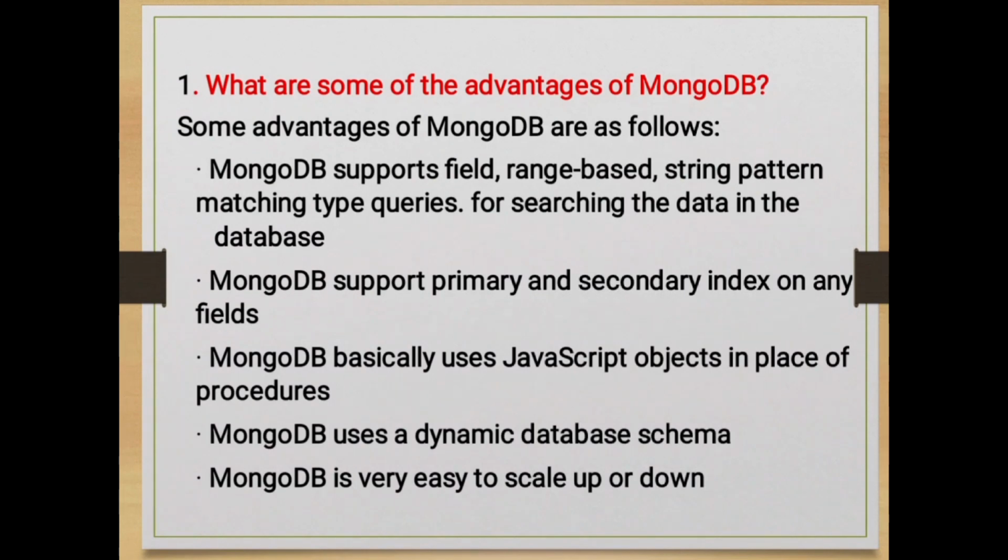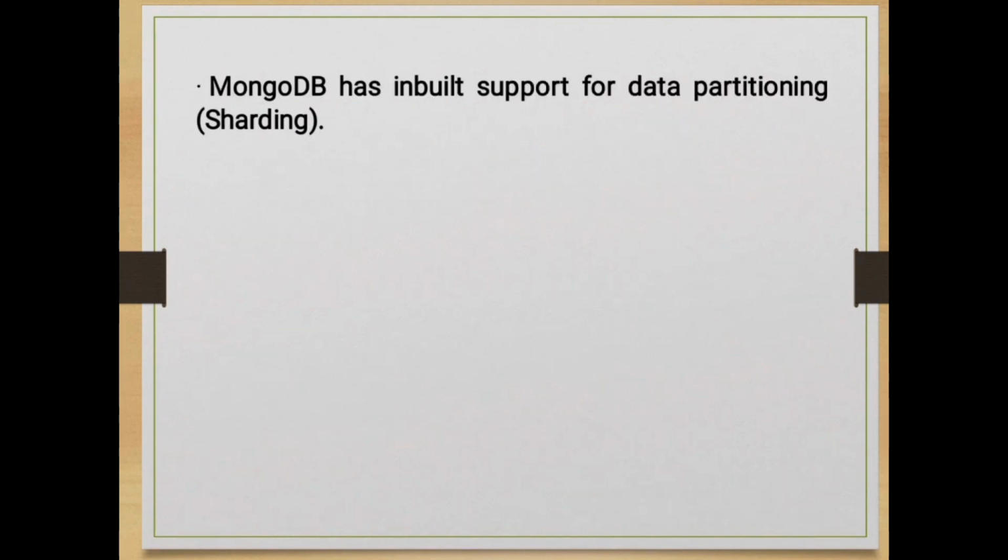So what are the advantages of mongoDB? Some advantages of mongoDB are as follows. mongoDB supports field, range-based, string pattern matching type queries for searching the data in the database. mongoDB supports primary and secondary index on any fields. mongoDB basically uses JavaScript objects in place of procedures. mongoDB uses a dynamic database schema. mongoDB is very easy to scale up or down. mongoDB has inbuilt support for data partitioning, which is also called sharding.